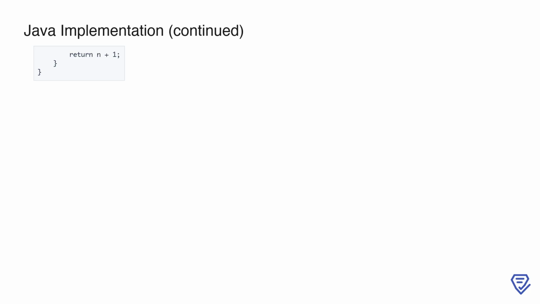If all indices are marked, meaning all numbers from 1 to n are present, the missing number must be n plus 1. This ensures the solution handles all possible cases efficiently. The implementation is complete, and it runs in O(n) time while using O(1) extra space, meeting the problem's constraints.